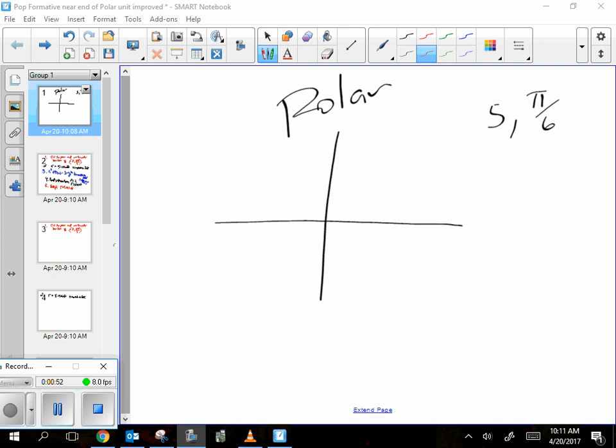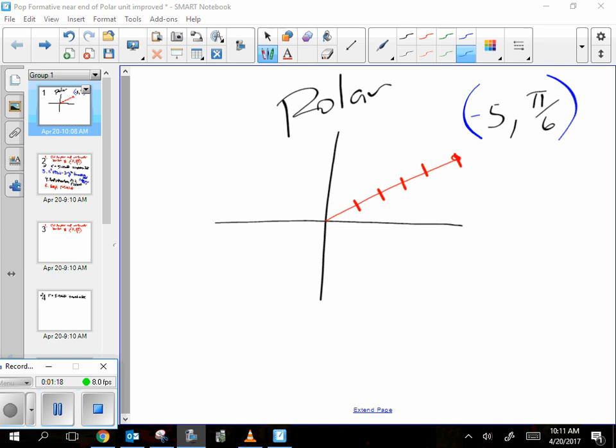Okay, so here's the line for the angle, pi over 6, I got to head in that direction. Now you got to tell me how far to walk. I'm going to walk 5 units in that direction. There, boom, that's the point. Raise your hand if you had that one right. Okay, good.